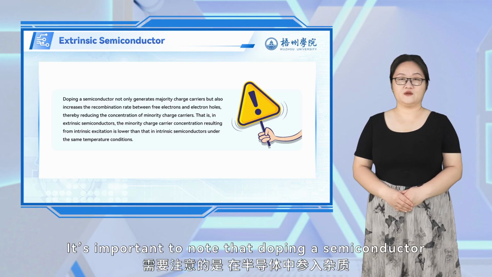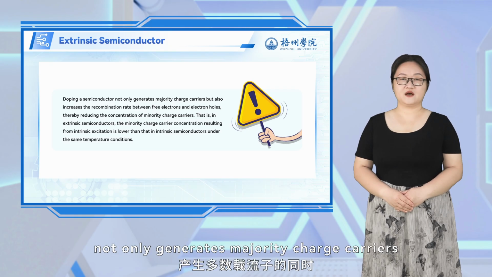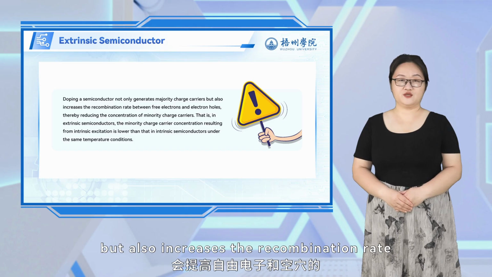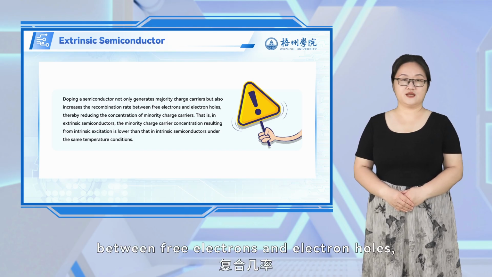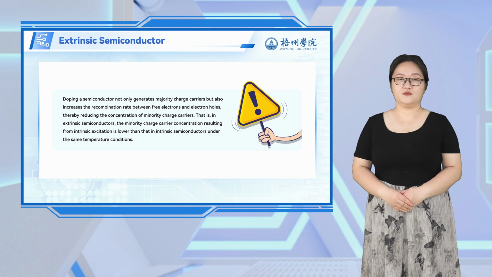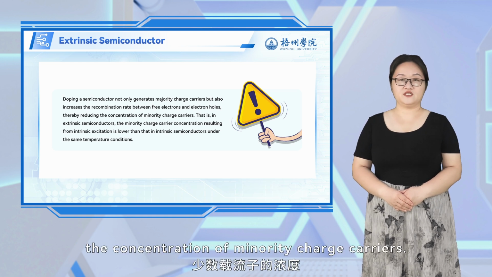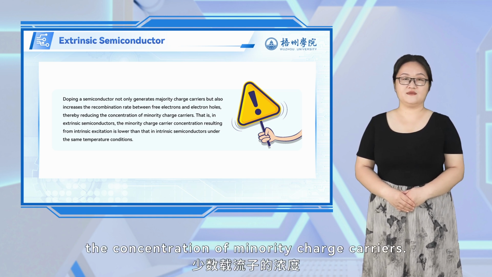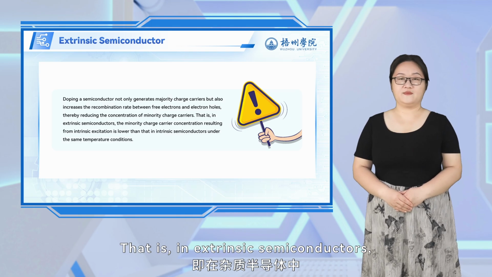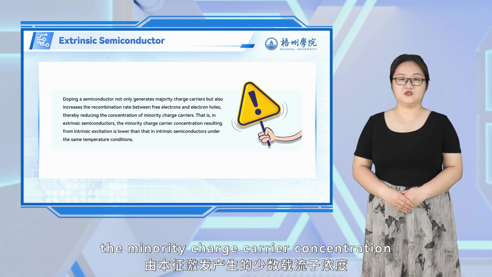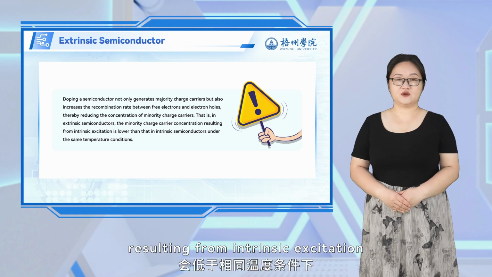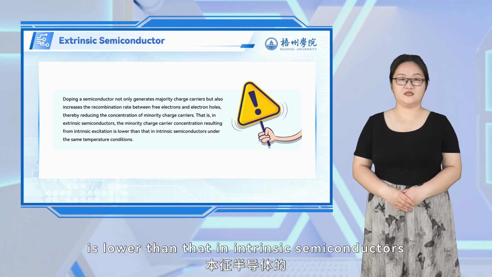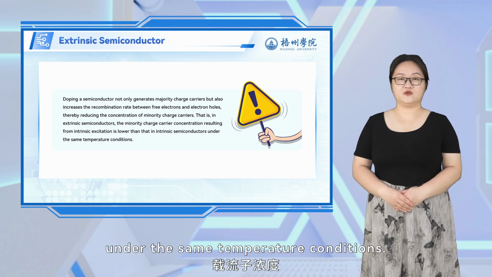It's important to note that doping a semiconductor not only generates majority charge carriers but also increases the recombination rate between free electrons and electron holes, thereby reducing the concentration of minority charge carriers. That is, in extrinsic semiconductors, the minority charge carrier concentration resulting from intrinsic excitation is lower than that in intrinsic semiconductors under the same temperature conditions.